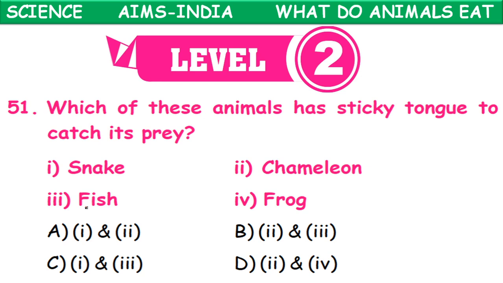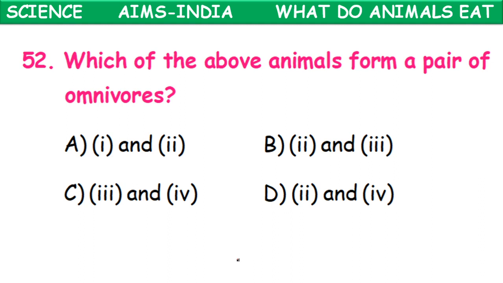Now level 2. Which of these animals has a sticky tongue to catch its prey? Snake, chameleon, fish, frog. Snake swallows the food. Here chameleon possesses a sticky tongue, and frog, so 2 and 4. Next, here the options are not given.